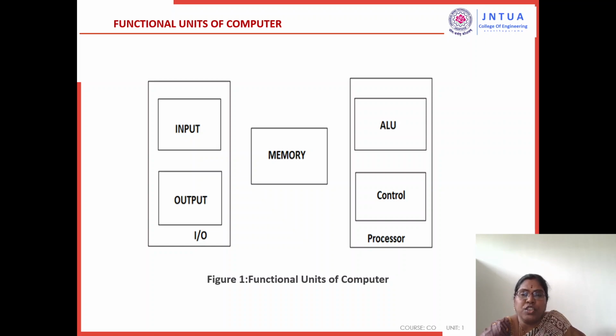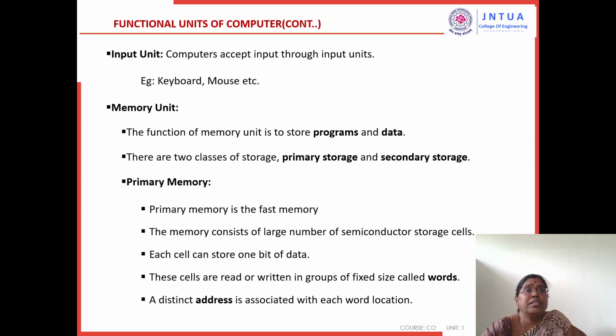After completion of the process, it is sent once again to the output device, or if you want to store the information, we send it to the memory unit. These are basically the functional units of a computer. Each and every unit of the computer is represented here. The input unit: the computer accepts input through input units, for example the keyboard, mouse, or joysticks. All come under the input unit.